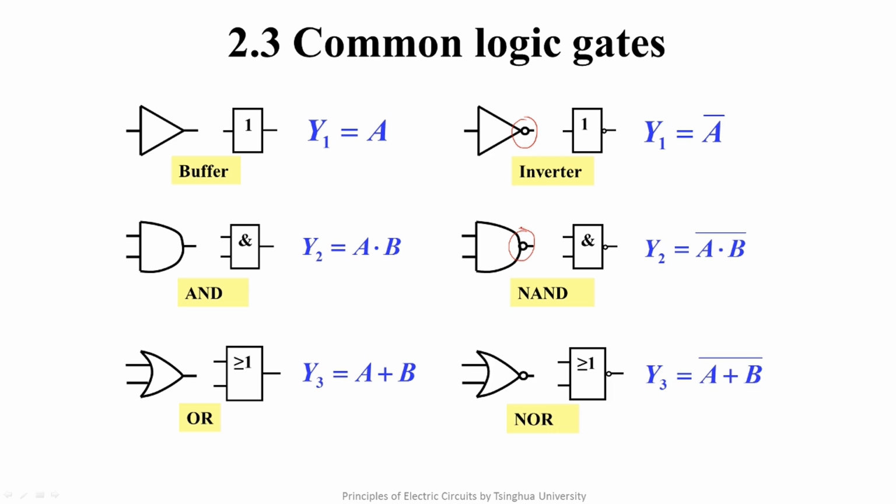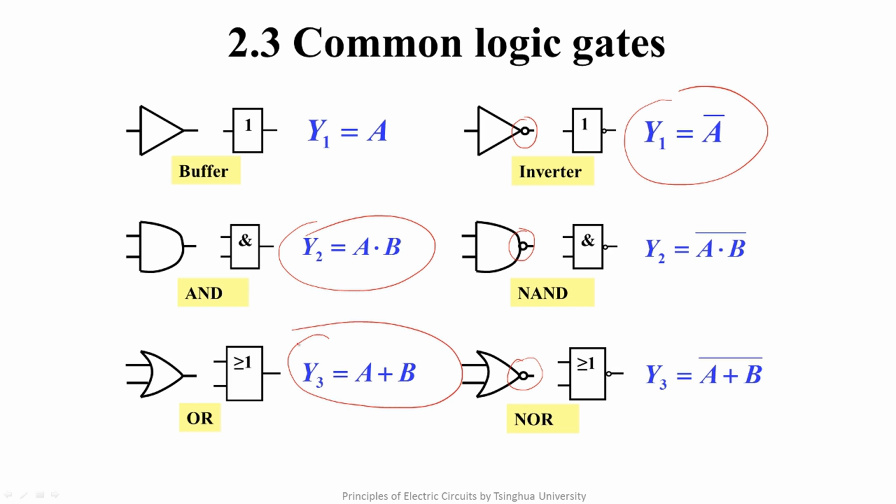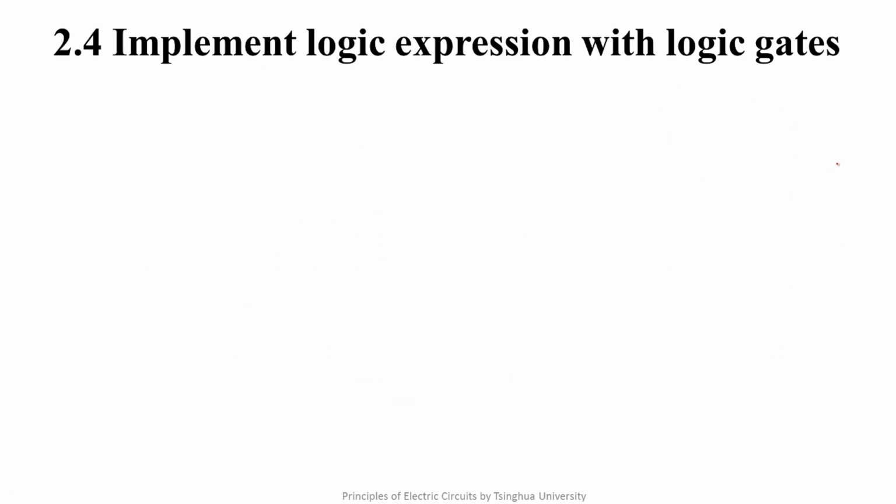The following ones are OR and NOR. I need to point out that the 3 basic logic expressions discussed above are corresponding to the inverter, the AND, and the OR gate. But in the following lectures, you will find that the inverter, the NAND, and the NOR gate are simplest to manufacture in the industry. You may find the reason in the following lectures. After all, there are 6 common logic gates.